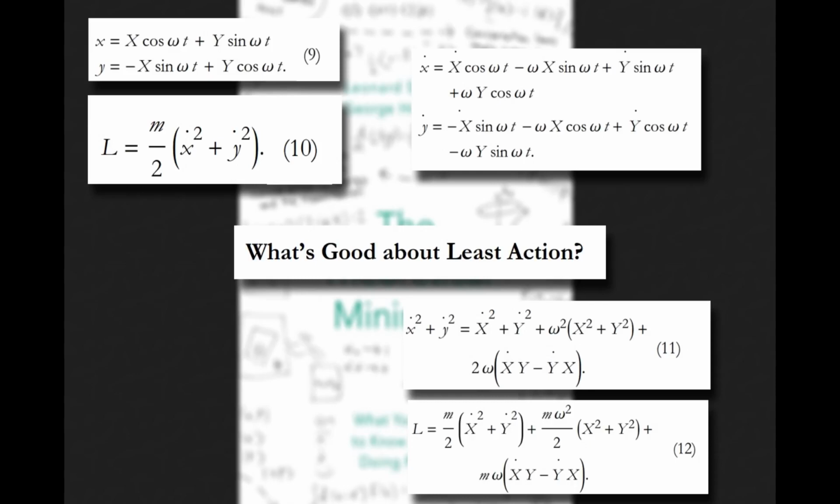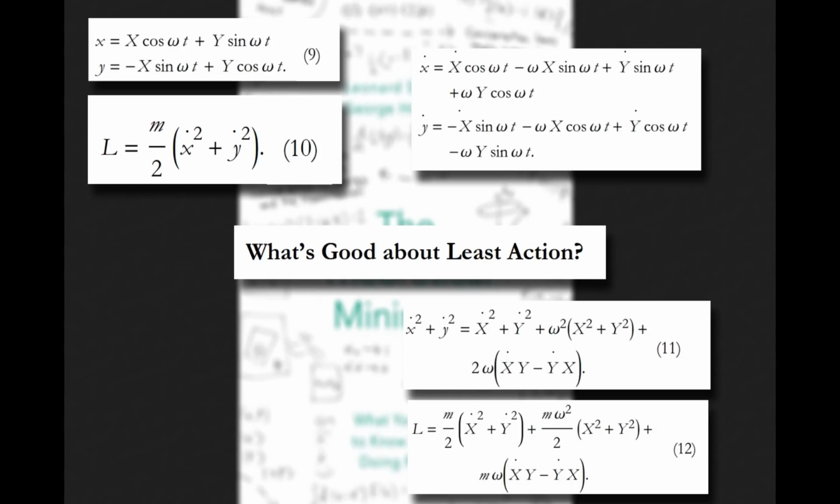Since we already know the action in Lenny's frame, all we need to do is express the velocity in his frame of reference in terms of George's variables. Just differentiate equations 9 with respect to time. As seen here, small x dot is capital X dot cos omega t minus omega X sin omega t plus capital Y dot sin omega t plus omega Y cos omega t, and similarly small y dot becomes minus X dot sin omega t minus omega X cos omega t plus Y dot cos omega t minus omega Y sin omega t. After a little bit of algebra using sin square plus cos square equals 1, here is what we get for x dot square plus y dot square. That eventually becomes X dot square plus Y dot square plus omega square [X square plus Y square] plus 2 omega [X dot Y minus Y dot X], which is equation 11.